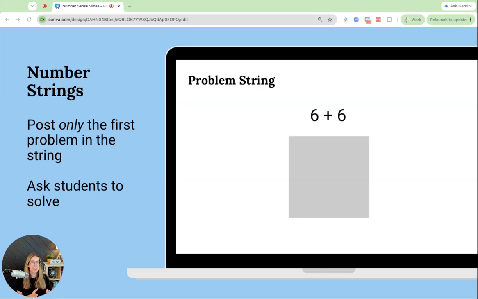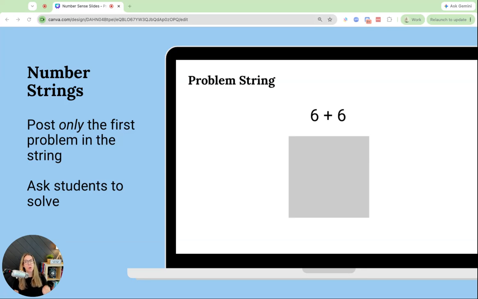Maybe they know 5 and 5 is 10, 6 is 1 more, and there's 2 more that they need to add in. So that's 10 and 2. That gets me to 12. You want to hear some different strategies about how they know 6 and 6. But I have 6 plus 6 memorized is a perfectly good answer. But not every kid is going to have that memorized.